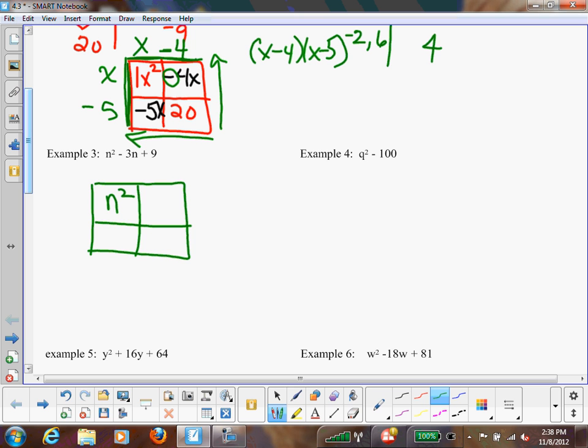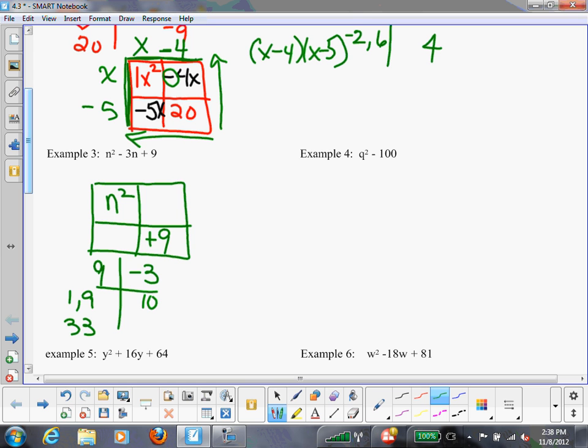n squared minus 3n plus 9. My product is 9. My sum is negative 3. Well, my only factors of 9 are 1 and 9, which gives me 10, or 3 and 3, which gives me 6. Nope. Nope. Non-factorable.